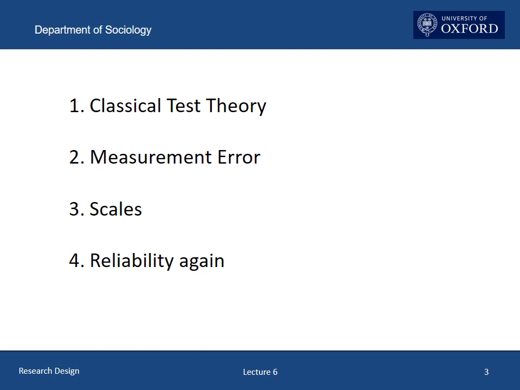In the third part, I talk about the idea of scale construction, that is, the use of more than one indicator to measure a theoretical construct. Finally, I return to the idea of reliability and discuss how we can think about that in the context of multiple indicators.